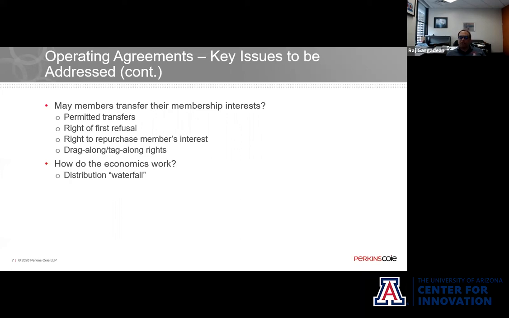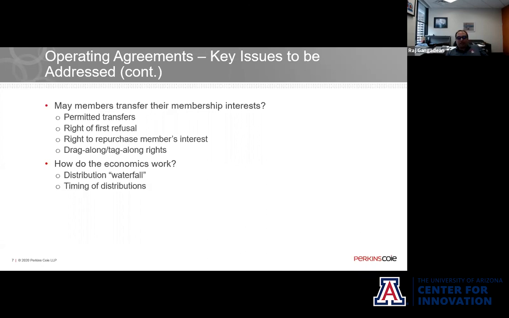But you might have a situation in which it's a 50-50 deal, but one member's put up 80% of the capital. So you may want a distribution waterfall that says, okay, everybody gets their capital back first before the distributions start getting paid 50-50. It may go 80-20 until all the capital has been repaid, and then 50-50 afterwards. You get into some really complicated distribution waterfalls in some of these deals, but that's something you want to address if it's going to be anything different than just simple pro rata.